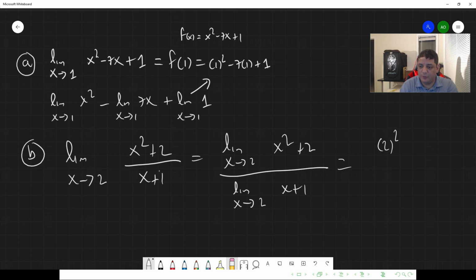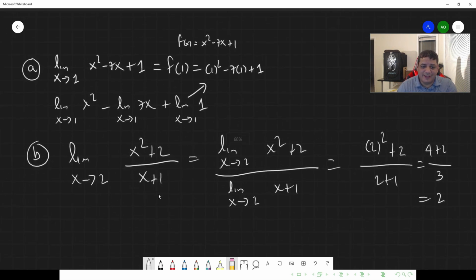So no issue in any of that. This is going to be 2 squared plus 2. And this over here is going to be 2 plus 1. So I get my end result, which is going to be 4 plus 2 over 3, or 6 divided by 3, which is going to be 2 at the end.